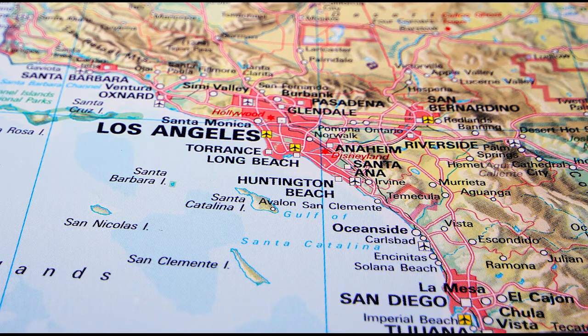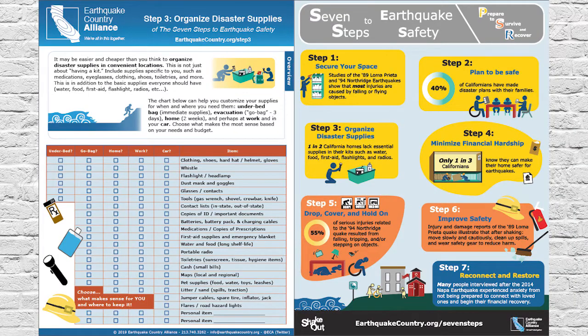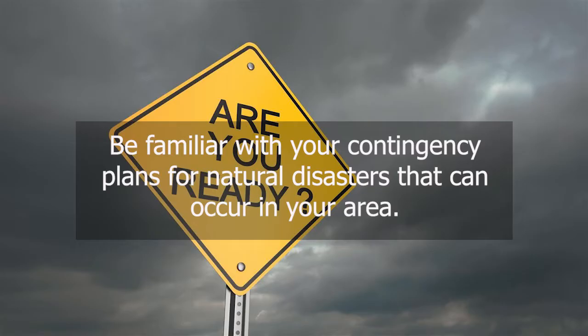Regions that are susceptible to unpredictable events like earthquakes and tornadoes should include locations of a safe room or areas and supplies that might be needed in an emergency, such as a portable radio or a flashlight. Be sure to familiarize yourself with the details of your facility's contingency plans for natural disasters.